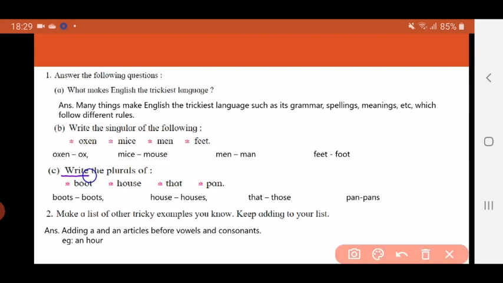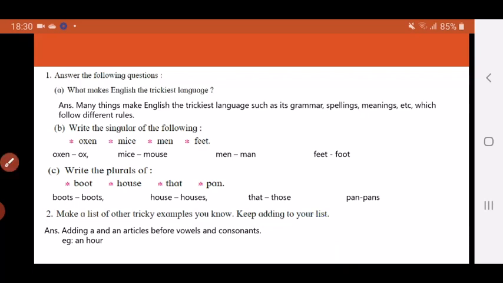C. Write the plurals of. Plurals means many. Boot, plural will be boots. House, plural will be houses. That, plural will be those. And pan, plural will be pans. Second question. Make a list of other tricky examples you know. Keep adding to your list.